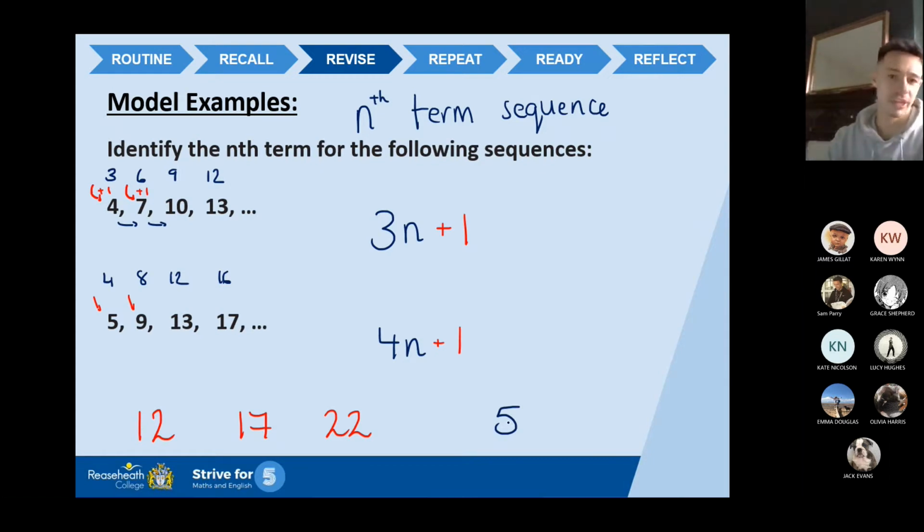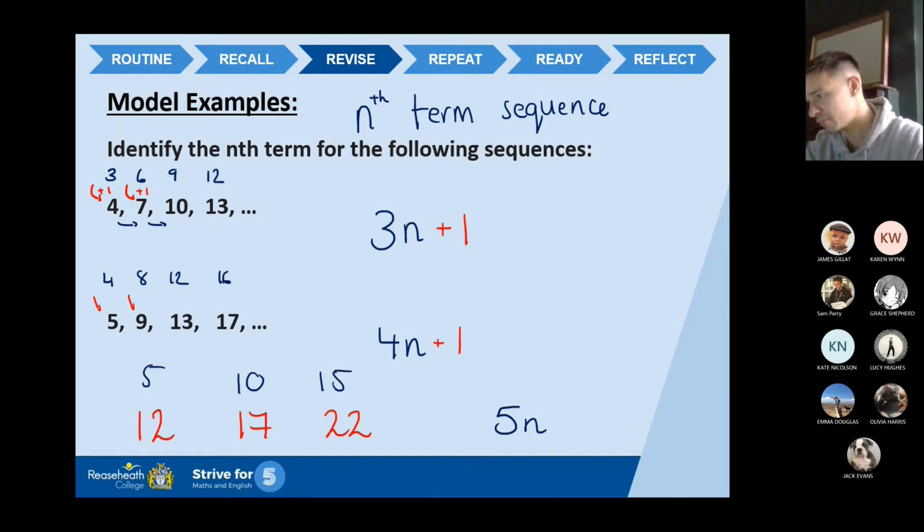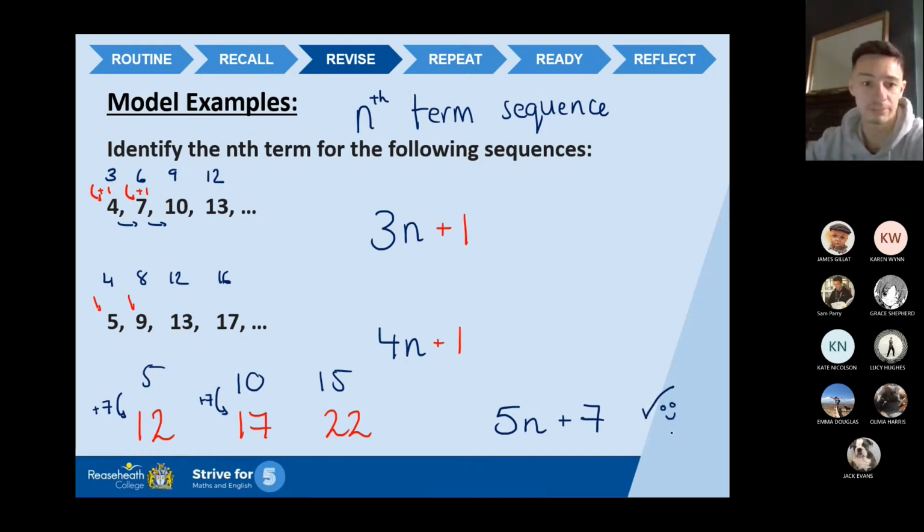I then do my 5 times table. 5, 10, 15. How do I get from 5 up to 12? I add 7. How do I get from 10 to 17? I add 7. My final answer, 5n add 7, smiley face. There we go. So slightly different now. We were adding 7. Okay, I'm happy with those.